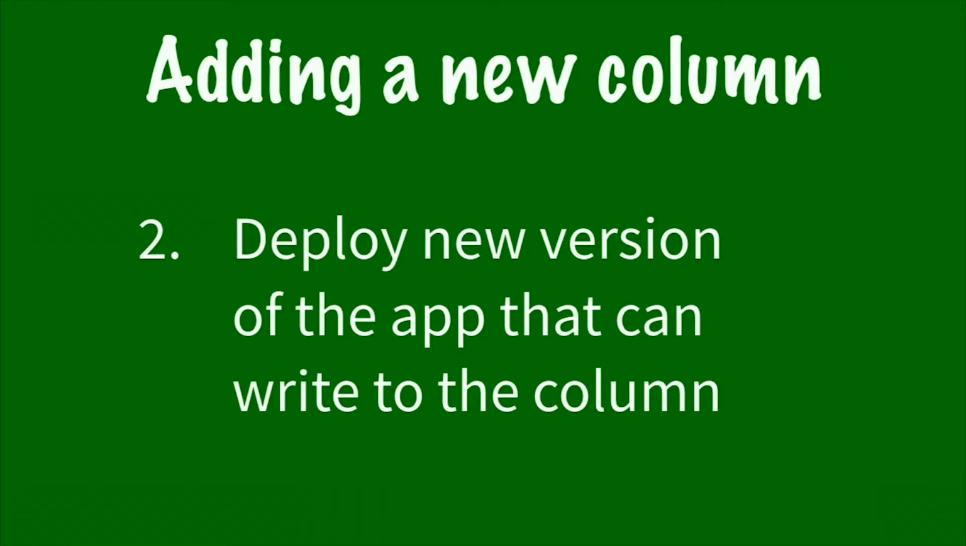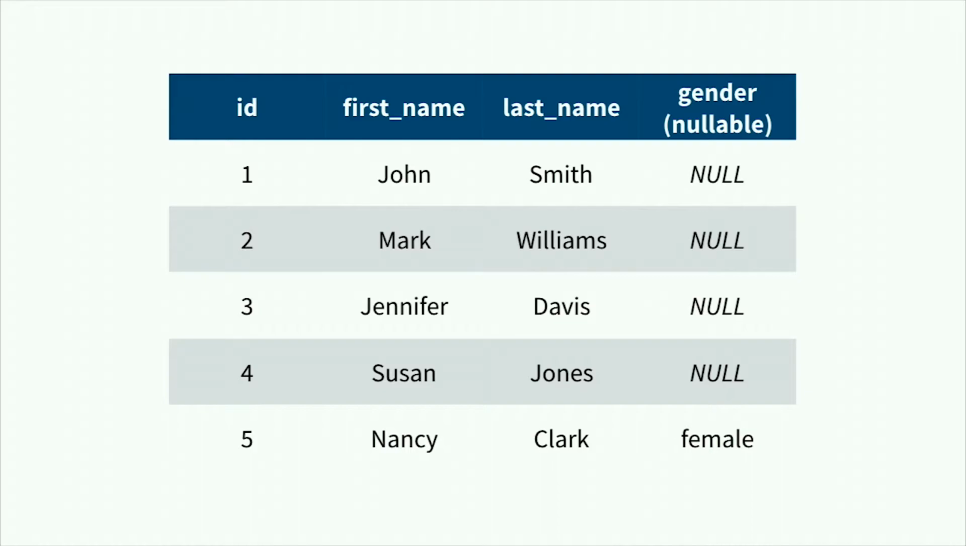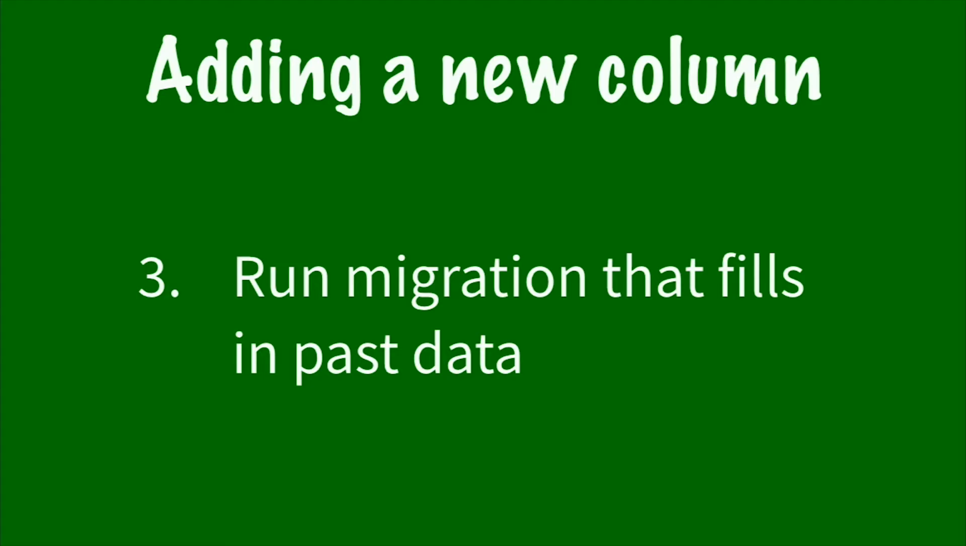Next, we deploy a new version of the application that can write to the column. So the newly inserted rows already have the value in the column filled. For example, here the users started filling out their gender during the sign up. Next, we can run a migration that fills in past data. So this step makes sure that all rows will have the value at the end.